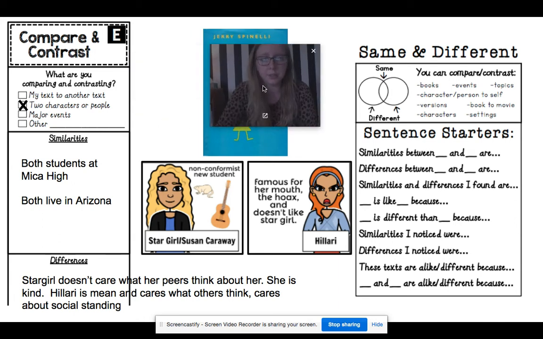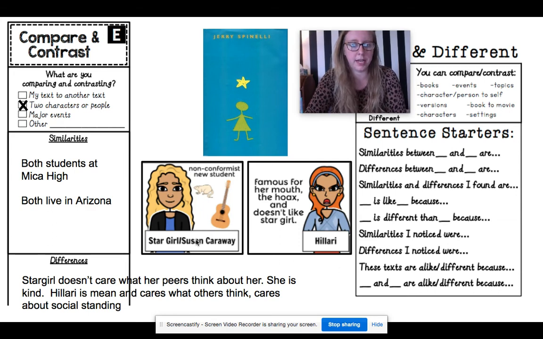Now, with Stargirl, I'm going to compare and contrast two characters, and Stargirl is our main character. She is what we call a nonconformist, and she's a new student at Micah High School. A nonconformist means that she's not your typical high school student. She really doesn't care about what other people think about her. And then we have Hillary. She is kind of the popular crowd at the high school, and she really hates Stargirl. She's not afraid to speak up against people who are different because that makes her feel uncomfortable and she doesn't like it.